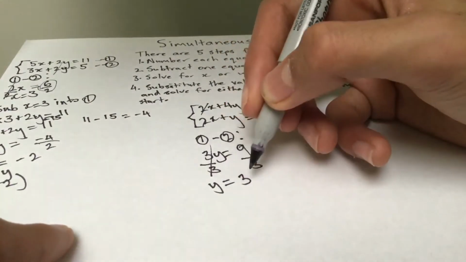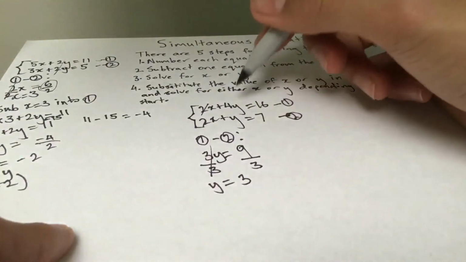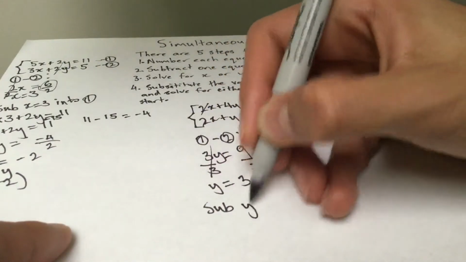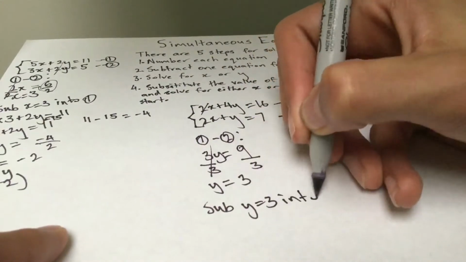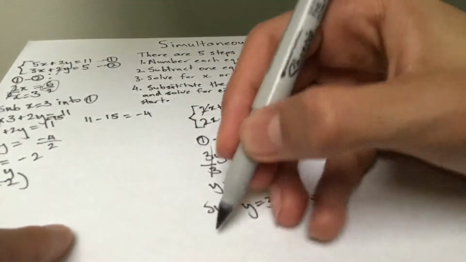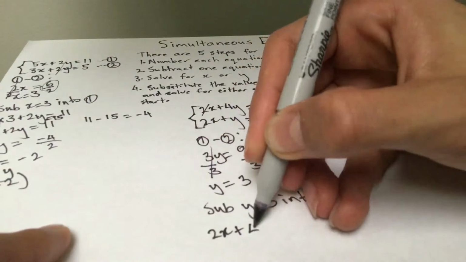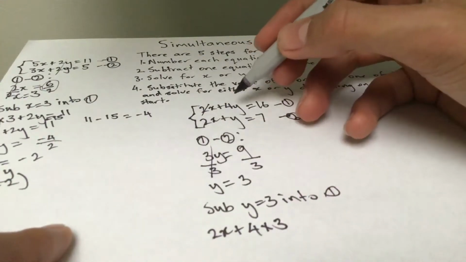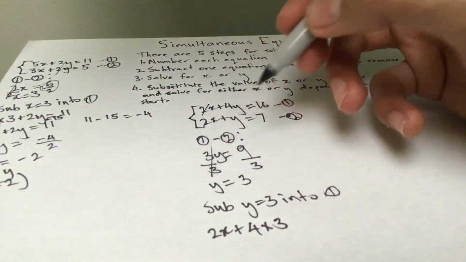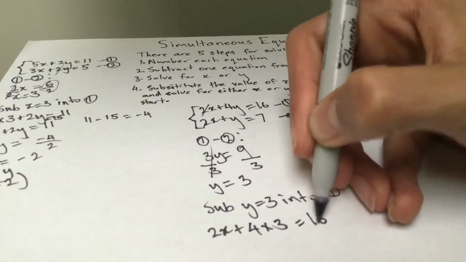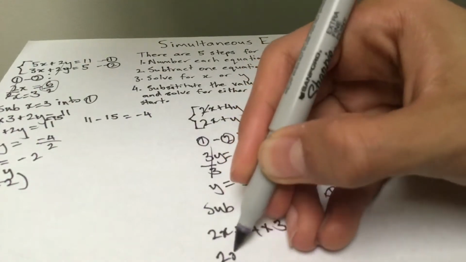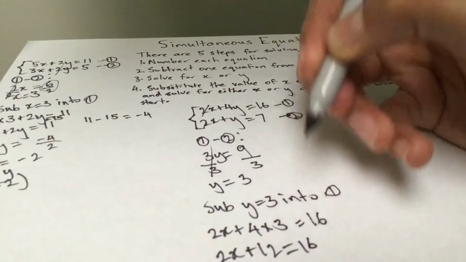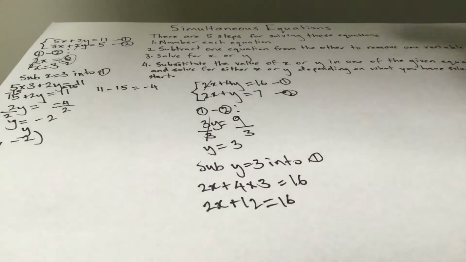The fourth step is to substitute the value y equals 3 into our equation. So we're going to sub y equals 3 into 1. So 2x plus 4 times 3, because we're subbing 3 into every y, equals 16. So we're left with 2x plus 12 equals 16.